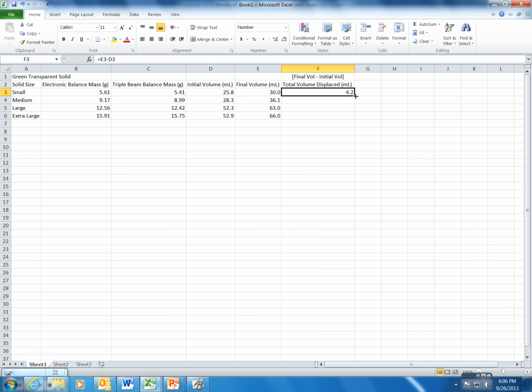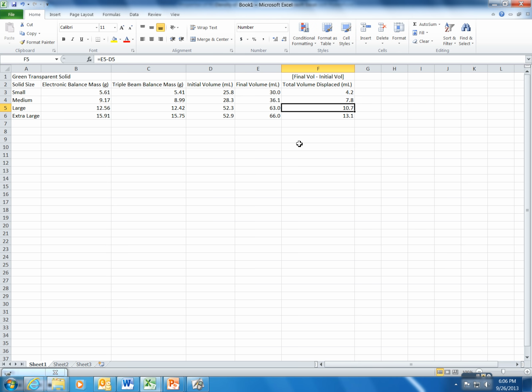cell, it becomes a little black cross. If I click on this corner and drag it down, it's going to apply this function to all of the cells below it, and it's going to do the math for me automatically. Now to show you that this is the correct math, I can double click this cell and it's going to highlight and tell me I'm taking this cell and subtracting this cell, which is exactly what I wanted it to do.